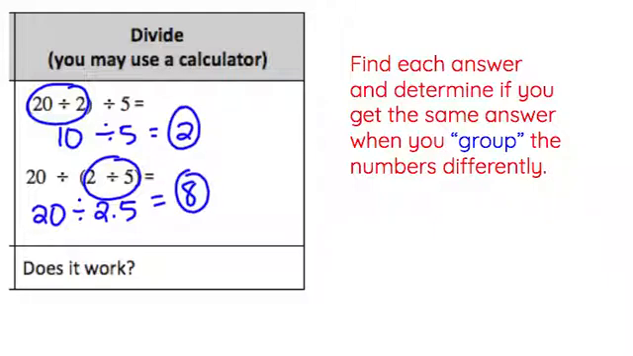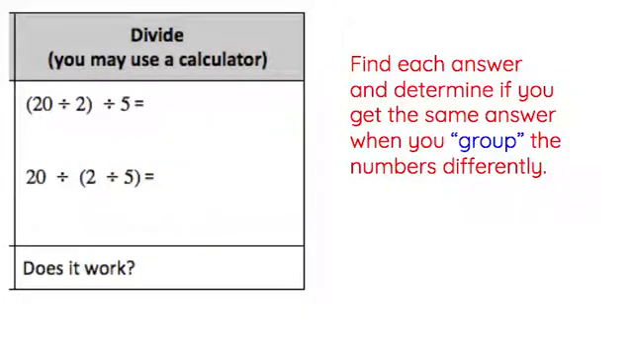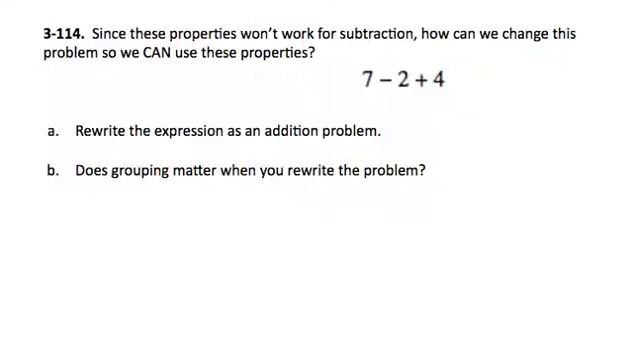So for this problem, you get 2 or you get 8. And so no, division is not associative. You cannot change the grouping for division and get the same answer. So what happens is the commutative and the associative properties both work for addition and multiplication. They do not work for subtraction or division.